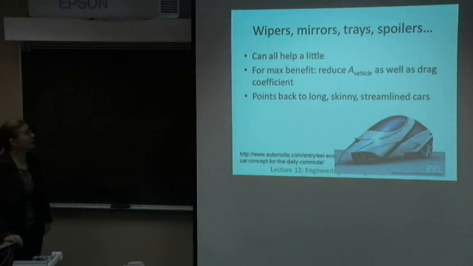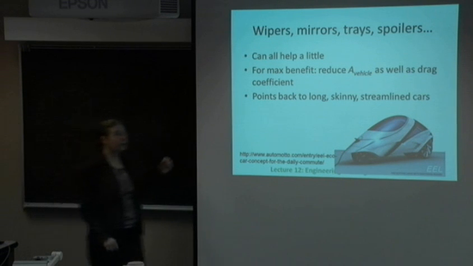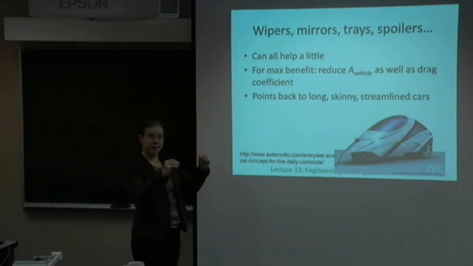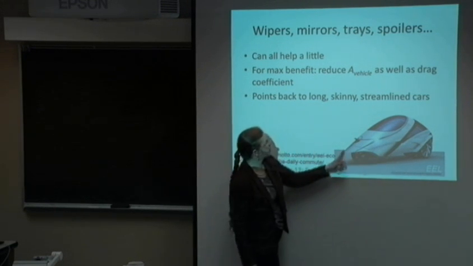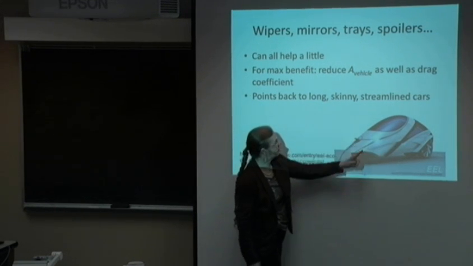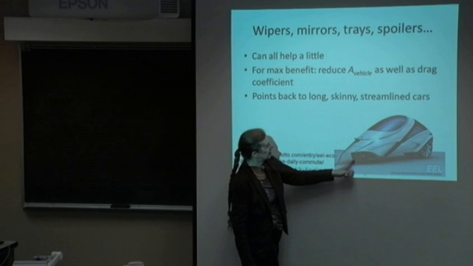Wipers, mirrors, trays, and spoilers can all help a little. But for maximum benefit, you want to reduce the area of the vehicle as well as the drag. So we're back to long, skinny cars. Remember I showed you before there was a teardrop shape that was the best, and there was a half teardrop shape. That's what this looks like to me. This looks like an electric car. I say that because it's enclosed and it's got a power cord, so I think it's an electric car.